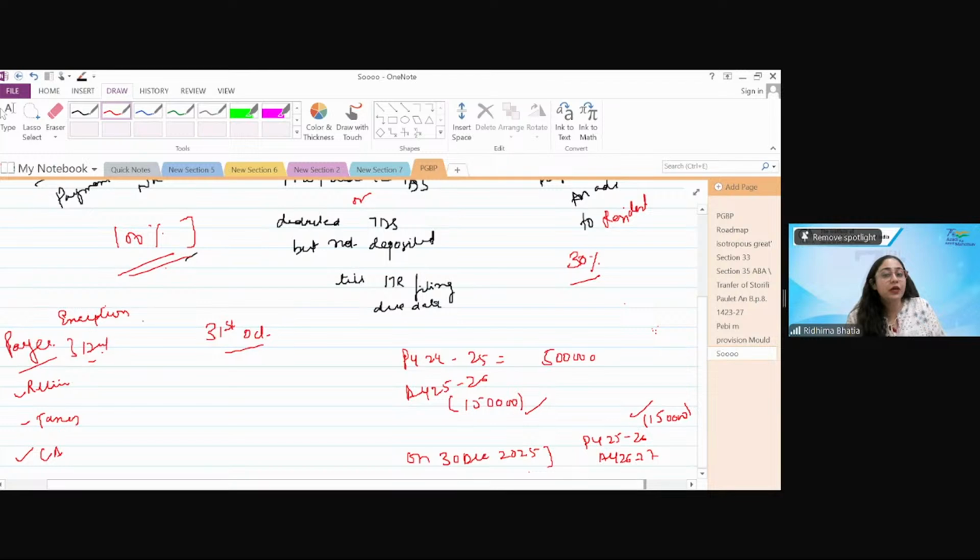But remember, this should be done before my ITR return filing. All the things, the exception also would apply only before the ITR return filing. After that, it doesn't matter.